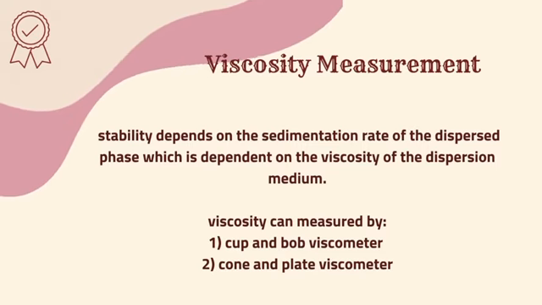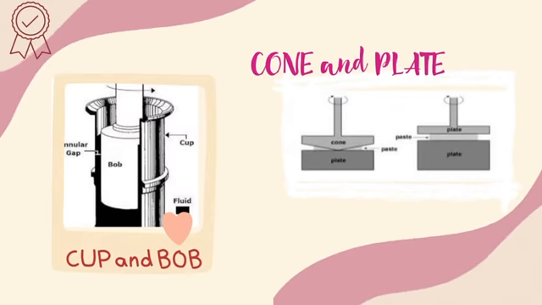There are different methods that can be used to measure the viscosity of a liquid. When we use a device to measure viscosity, we call it a viscometer, and we have two types of viscometers: cone and plate viscometer, and cup and bob viscometer. We choose one of them depending on the formulation that we use and what the monograph tells us.